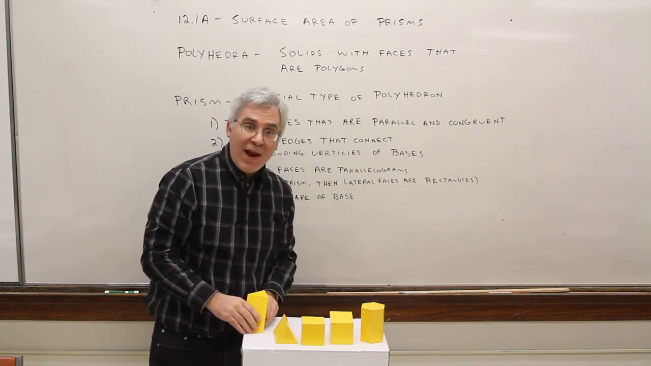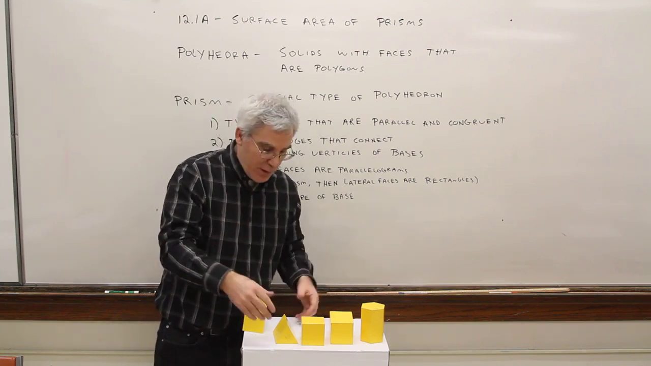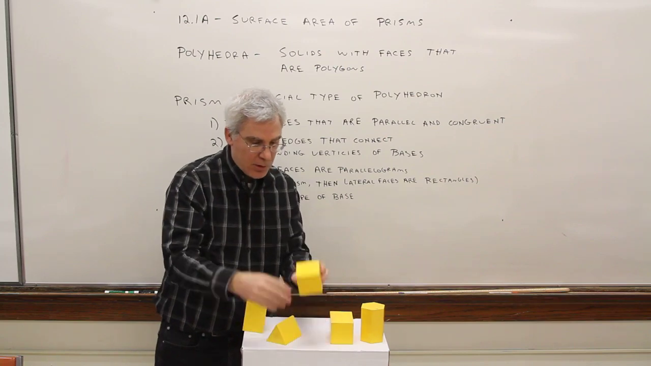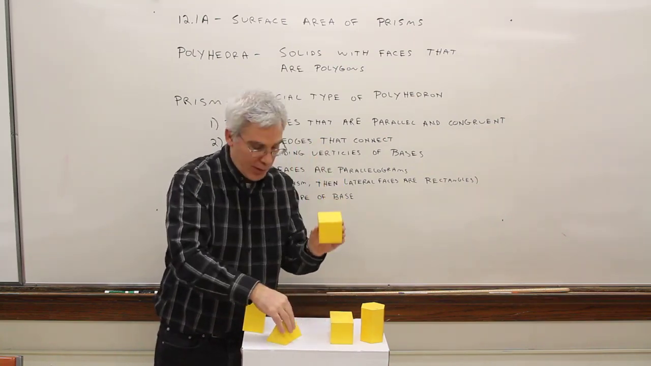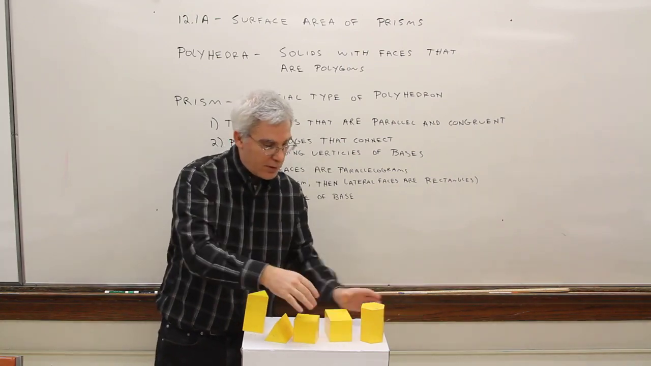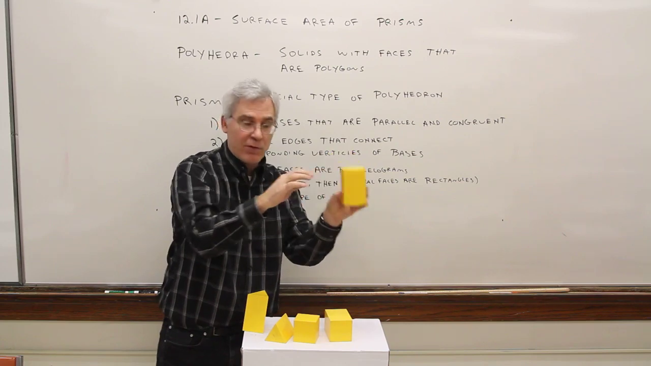However, if we've got a right prism, the lateral faces will always be rectangles. So this is a right prism. Notice rectangle, rectangle. Over here, rectangles. Squares are rectangles. Over here, rectangles. And over here, here's the bases. All of these lateral faces are rectangles.